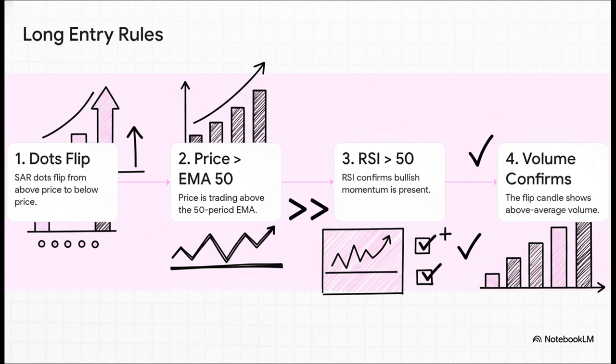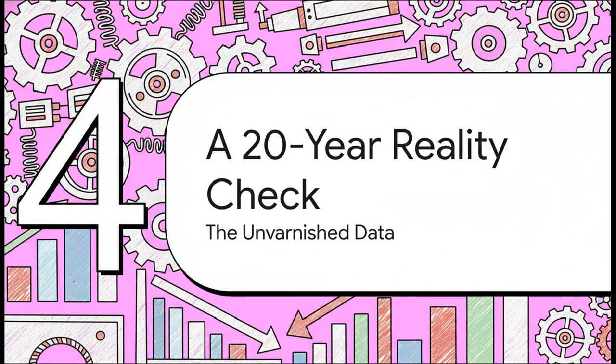Yes? And finally, number 4, look at the actual candle where that flip happened. Is the volume higher than average? If you can check all 4 of those boxes, you've got yourself a valid trade signal. Okay, so that's the system. It's mechanical, it's clear, it makes sense.